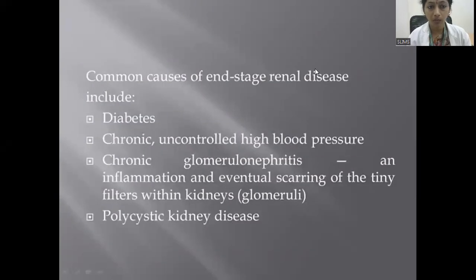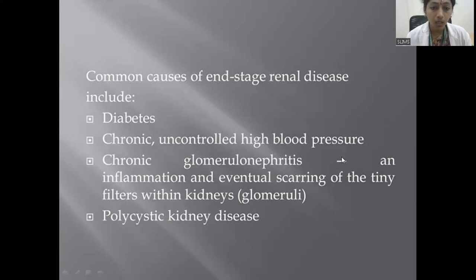The common causes of end-stage renal disease include diabetes mellitus, chronic and uncontrolled high blood pressure, then chronic glomerulonephritis. So this chronic glomerulonephritis is inflammation and eventually scarring of the tiny blood vessels of the kidney. It leads to damage of the glomeruli and its capillaries. Then polycystic kidney disease. So these are some of the causes of end-stage renal failure.